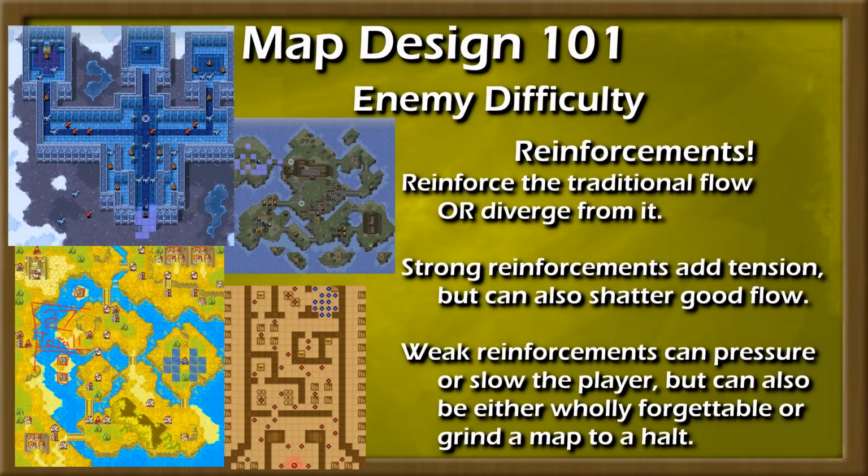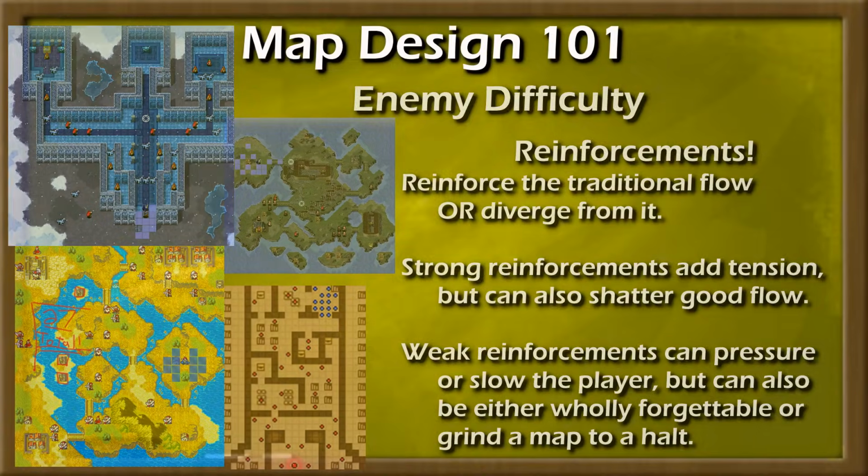Weaker reinforcements, such as the Pirates and Pyrathi Dragon, can help pressure the player if they go for side objectives, but they can also clog the map up and grind things to a halt, such as the pirates in the Western Isles.